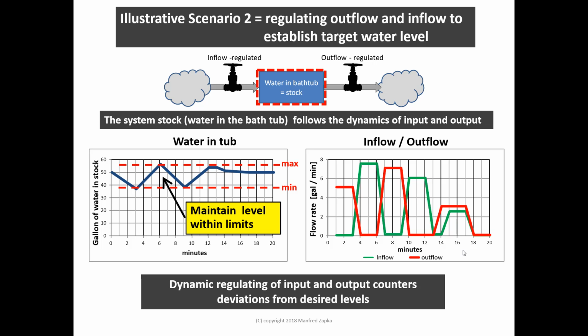And this actually is a dynamic regulating of input and output, and that counters the deviation from the desired level, because the desired level is that we have enough water, but of course it cannot be too much water, since otherwise it would overflow. And the reason why we put water in and let some other water flow out of the tub, of course, is to maintain a temperature.